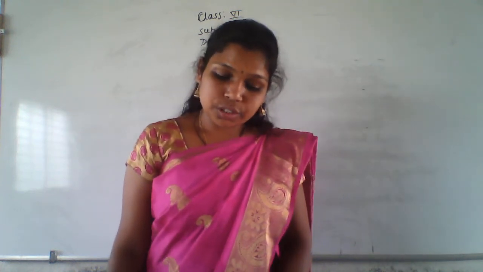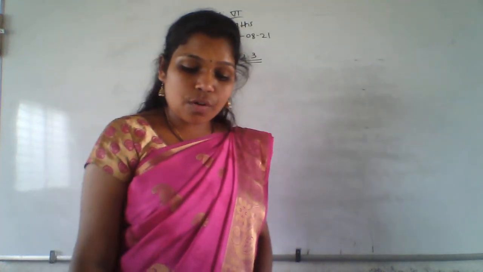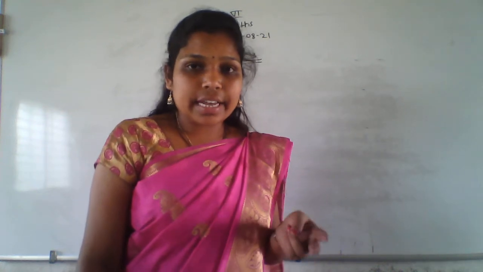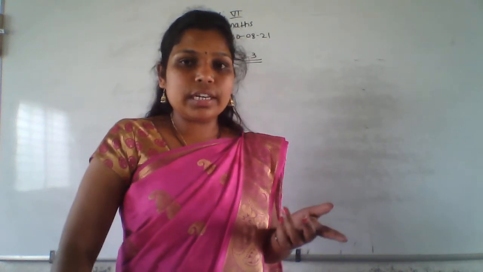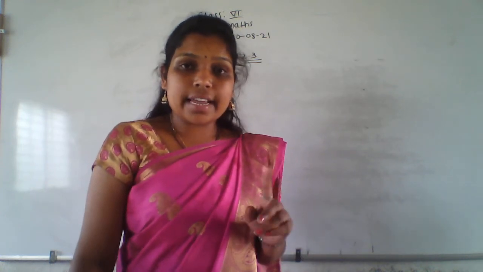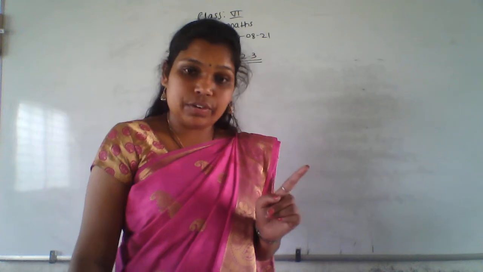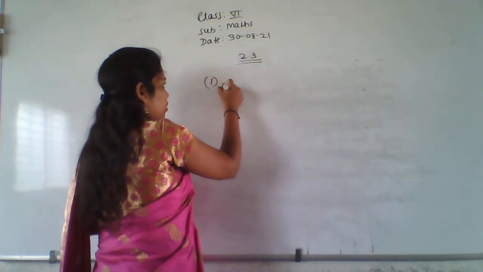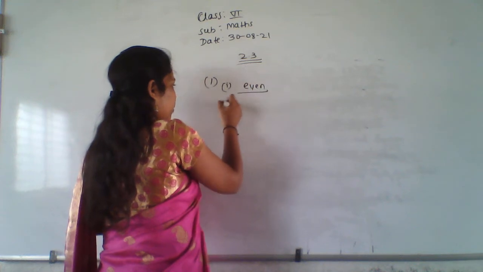So what is the first question? The sum of two even numbers is always dash. Add any two even numbers. 2 is even, 4 is even. 2 plus 4 is 6. Again 6 is even or odd? Even. So the first answer is even.